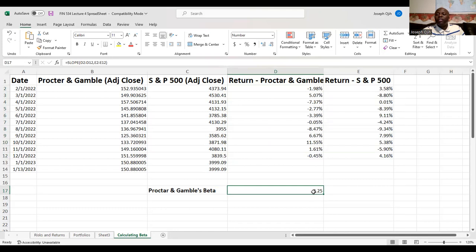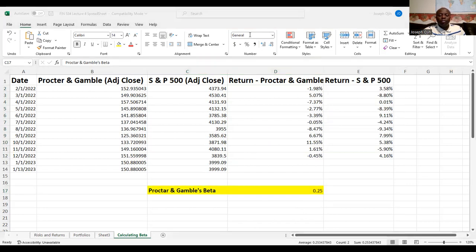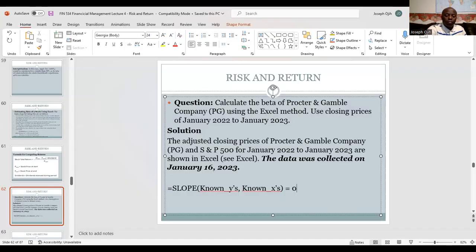Very low, the risk is so low. I'm going to highlight it so you can see it. 0.25 as a beta for Procter & Gamble. So I'm going to take you to this place and put the beta value, 0.25, here. So that's the beta for Procter & Gamble.